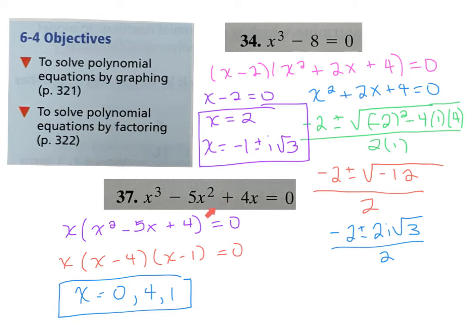For this one, it's actually just basic factoring. Pull out your common factor. 4 and 1 add up to 5, set it equal to 0, and those are your answers there.